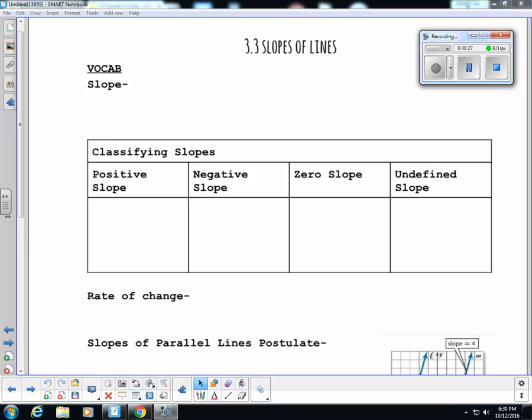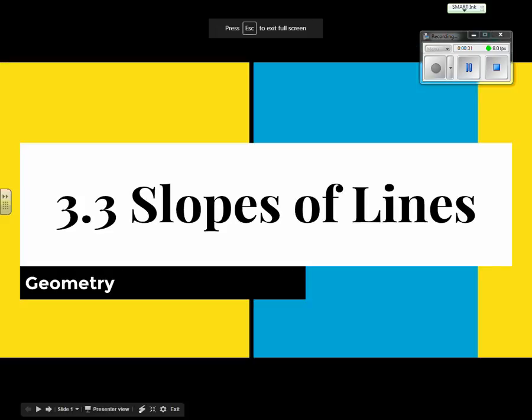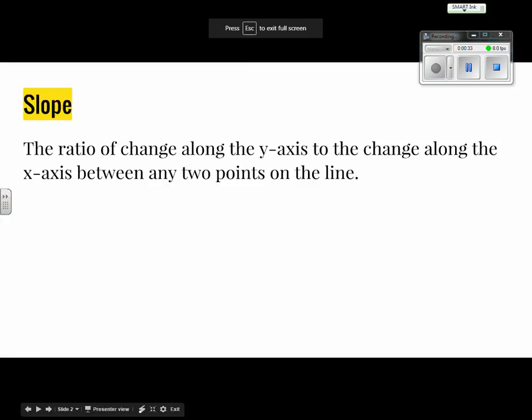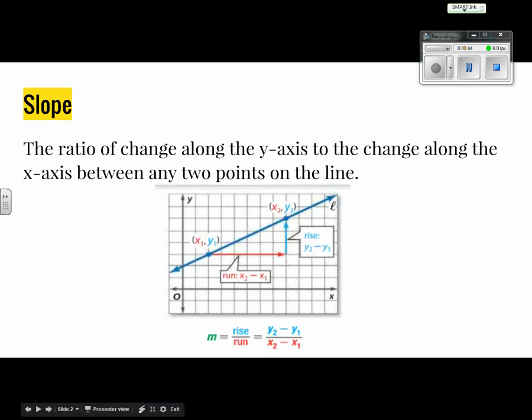All right, so I'm going to start with the vocabulary term slope. Slope is just the ratio of change along the y-axis to the change along the x-axis between any 2 points on the line. Now, again, you don't have to write all of that down, but there are a couple different ways that we've always talked about slope.